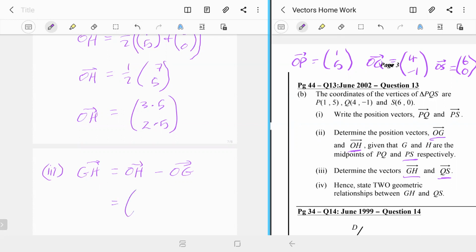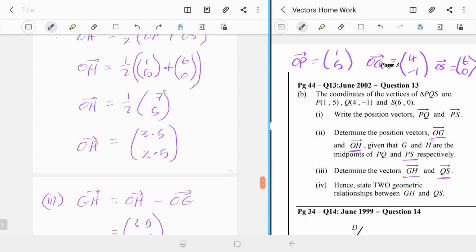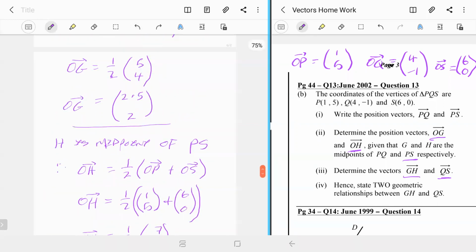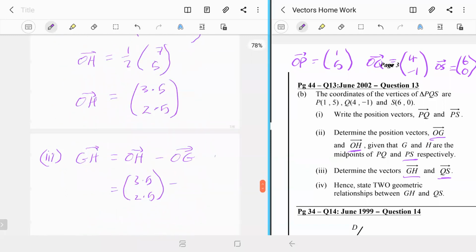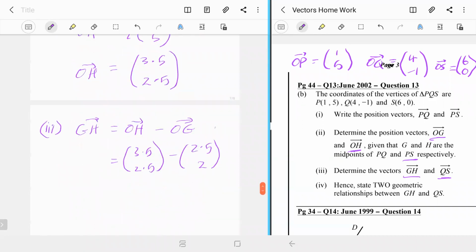So it's equal to OH, which is what we just found a while ago, 3.5, 2.5. And the OG we found before, 2.5, 2. So you minus 2.5, 2 and then subtract them to get the GH. So you get 3.5 minus 2.5 is 1. And 2.5 minus 2 is 0.5.